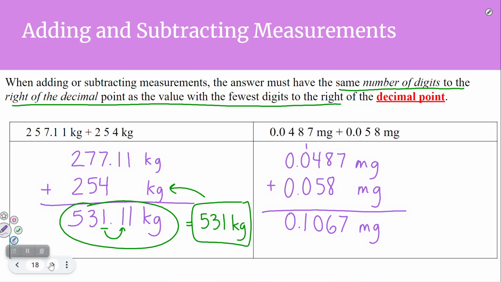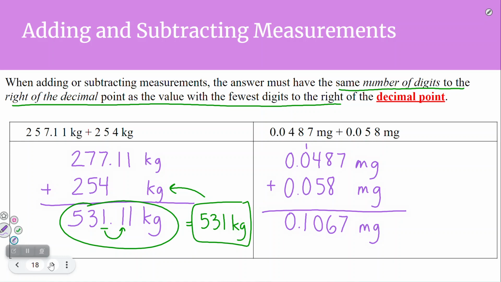Now, are we allowed to have all of those digits to the right of the decimal? The answer is no, because we're looking at the fewest digits to the right of the decimal. We're not looking at sig figs or anything like that, just the fewest digits. How many digits to the right of the decimal does this first number have? The answer is 1, 2, 3, 4: the 0, the 4, the 8, and the 7. There are 4 digits to the right of the decimal there. This next one, 0.058, has 3 digits to the right of the decimal.